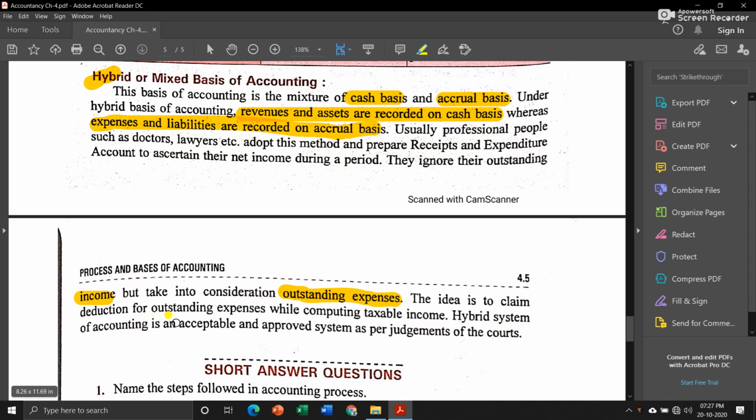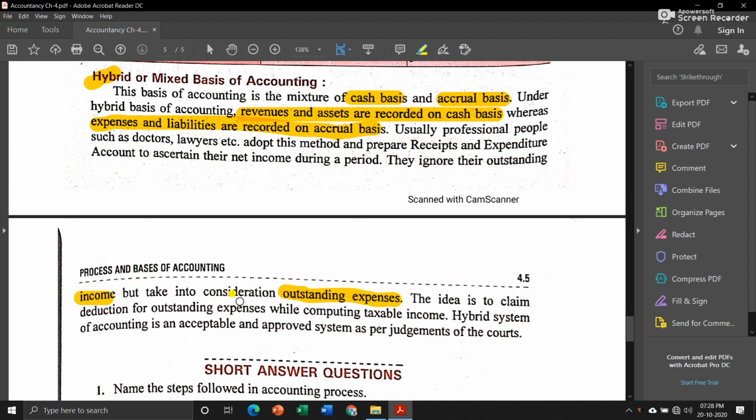Hybrid system of accounting is an acceptable and approved system as per judgment of the courts. Now this is a very cunning way of reducing your income to show less income, but hybrid system is approved by the court, so most of the professionals use this hybrid system.